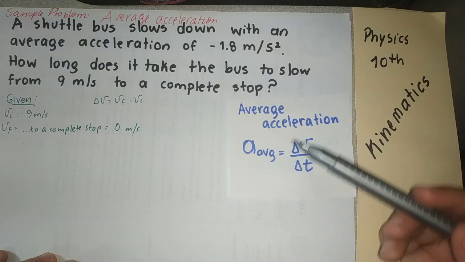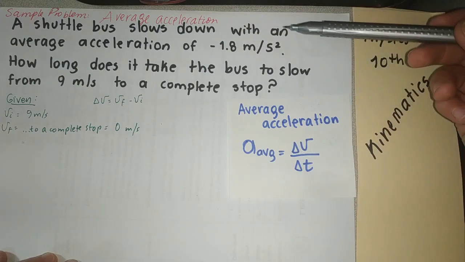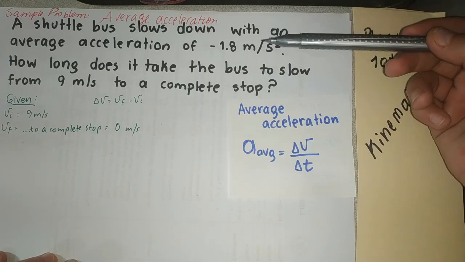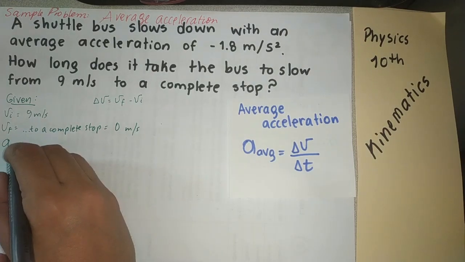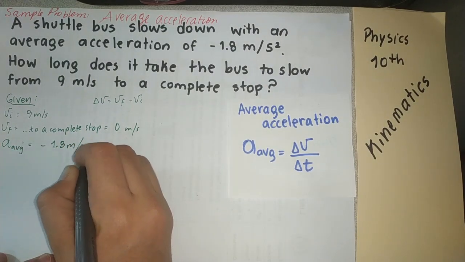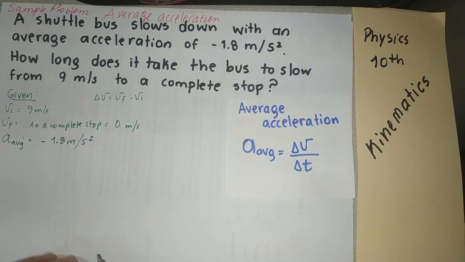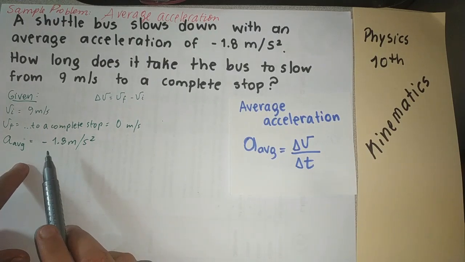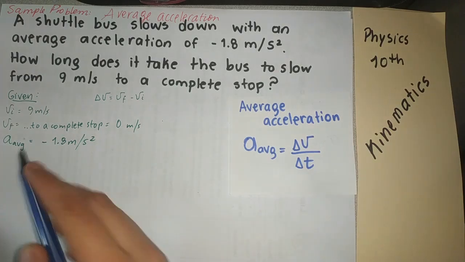Now, what is the other given that the problem is telling us? It says the bus slows down with an average acceleration of, so we write the acceleration. Average acceleration equals negative 1.8 meters per second squared. As you can see, we don't forget to write the symbol. Now, how do we solve this problem? First of all, we write the formula.